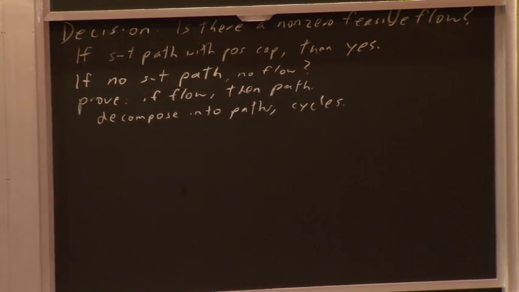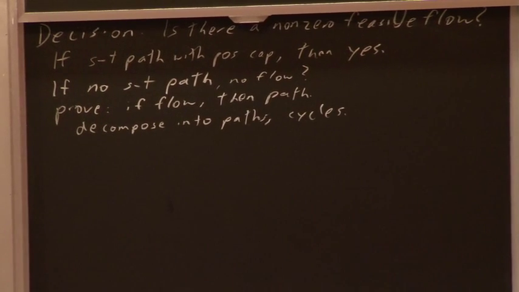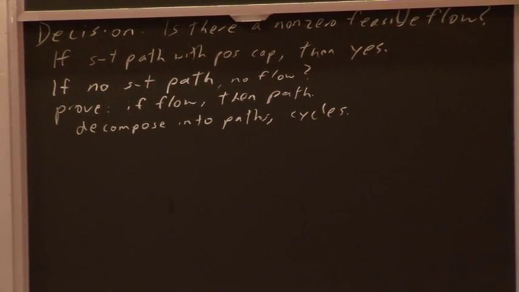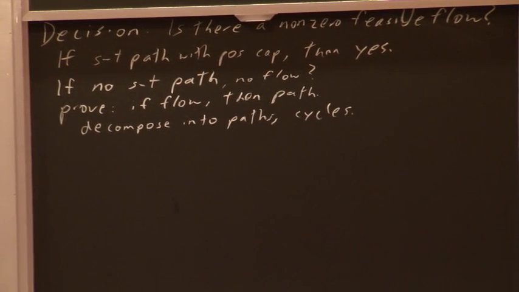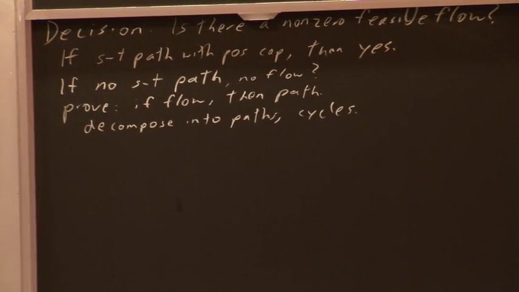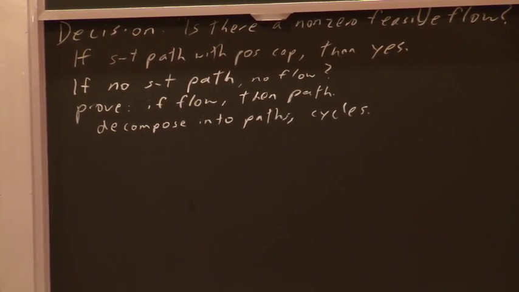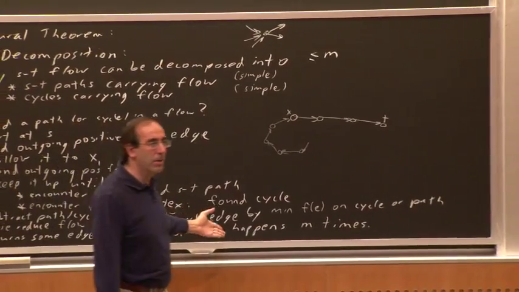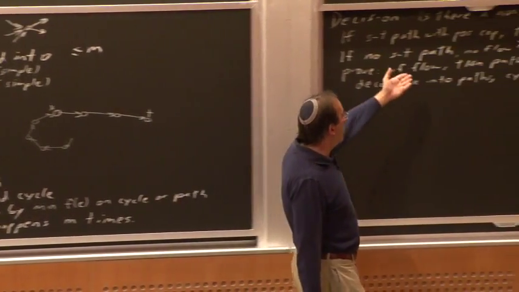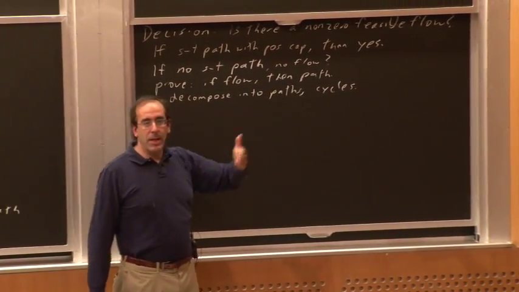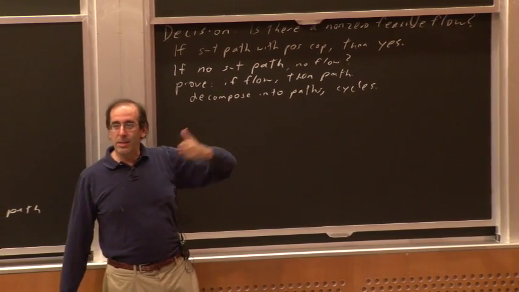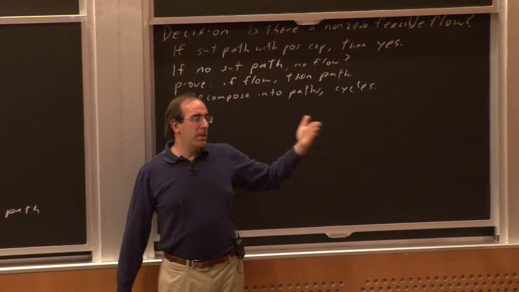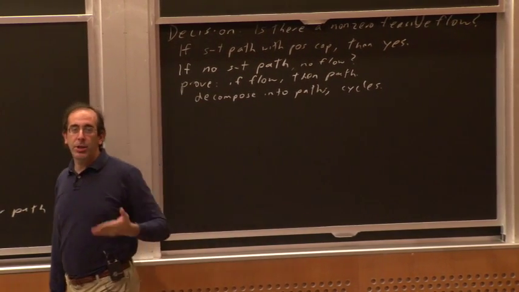Now, if there were no cycles in the decomposition, we'd be done, right? This would be easy. We've got a collection of paths, and there's a certain amount of flow on each of those paths. The sum of those paths obeys the capacity constraints, if you think about how we decompose the flow. So if we have a flow, we have a path which is using edges that have non-zero capacity on them, and so that tells us there is a path of edges with non-zero capacity. Now, does the possible presence of cycles in this decomposition change anything?